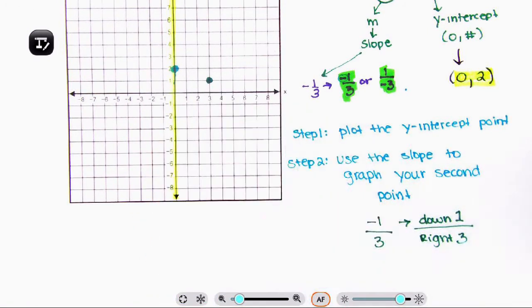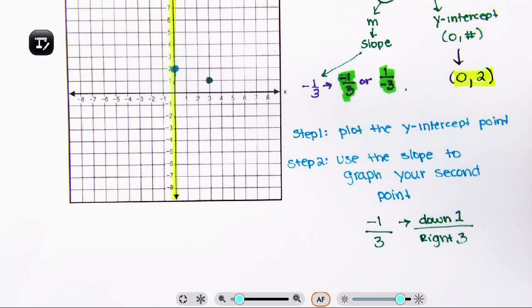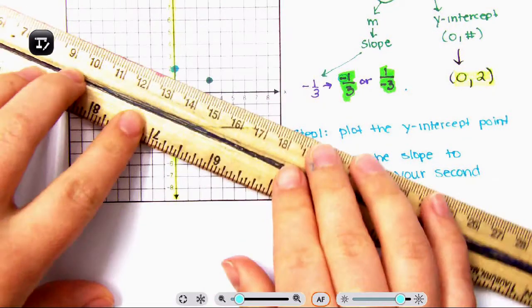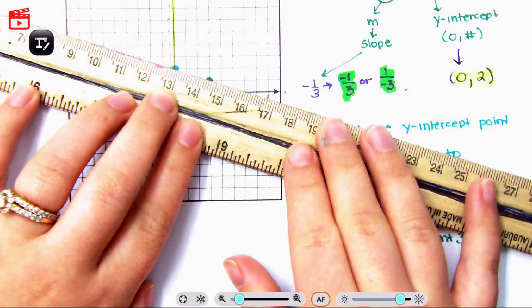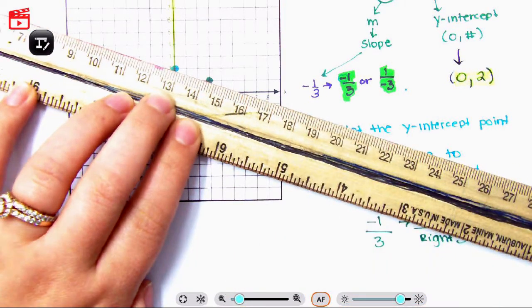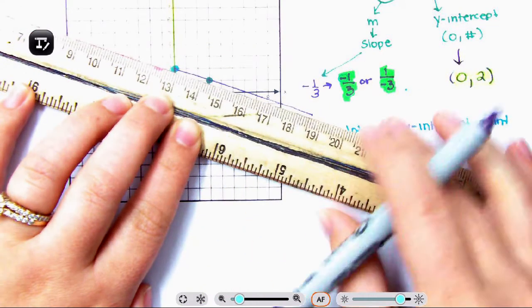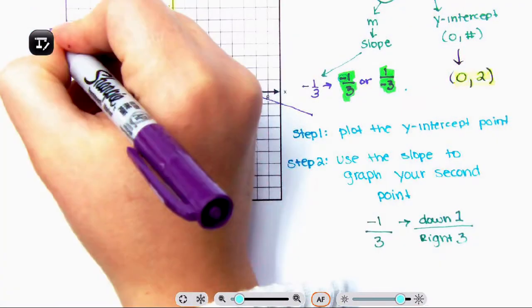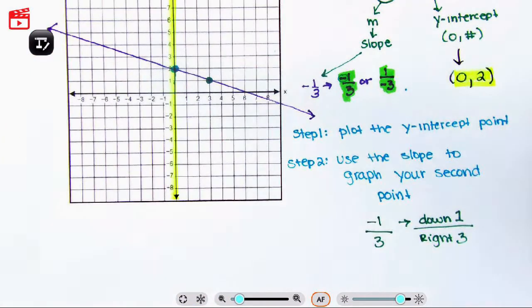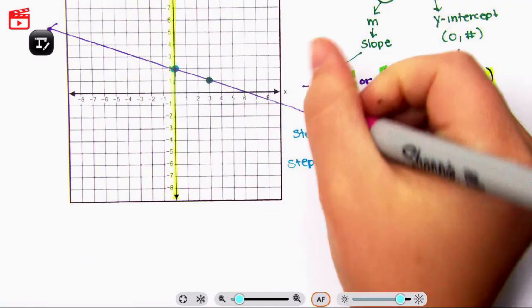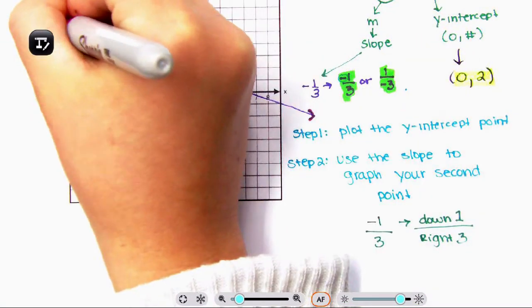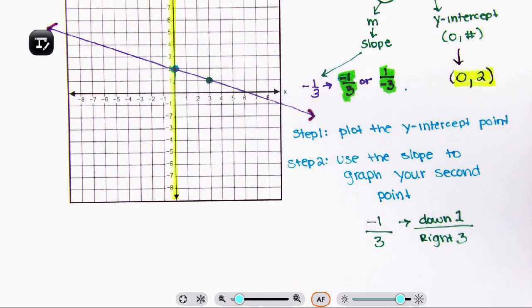Here's my second point. How many points does it take to form a line? And everyone says 2. Now again, if you don't have a ruler, that is fine. Just use something with a straight edge, but make sure it is straight and sturdy. And that way you can make a line that goes through your entire graph. Make sure you have your arrows. Arrows mean that you are a continuous function. That means it goes on forever and ever and ever and never stops. All right, let's do one more example.